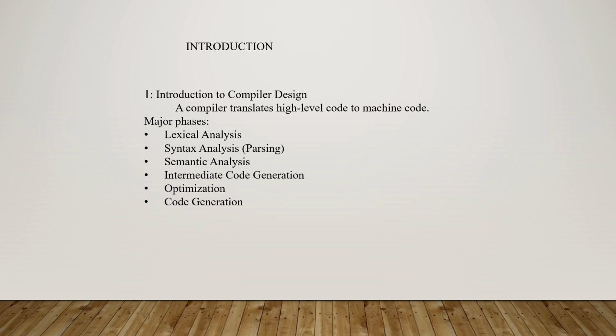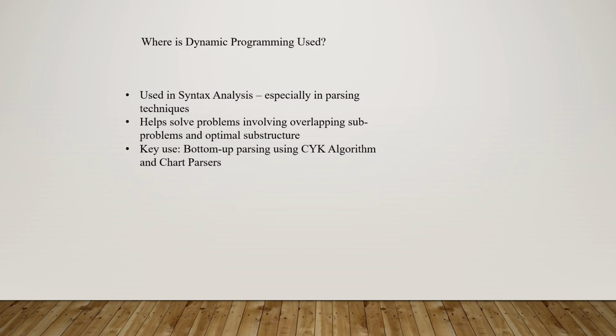So let's move towards where dynamic programming is used in compiler design. It is used in syntax analysis, especially in parsing techniques. It helps in solving problems involving overlapping subproblems and optimal substructure. The key use of dynamic programming is bottom-up parsing using the CYK algorithm and chart parsers.